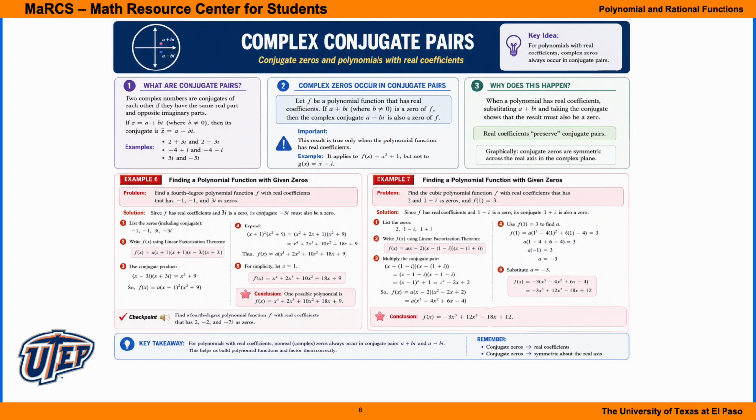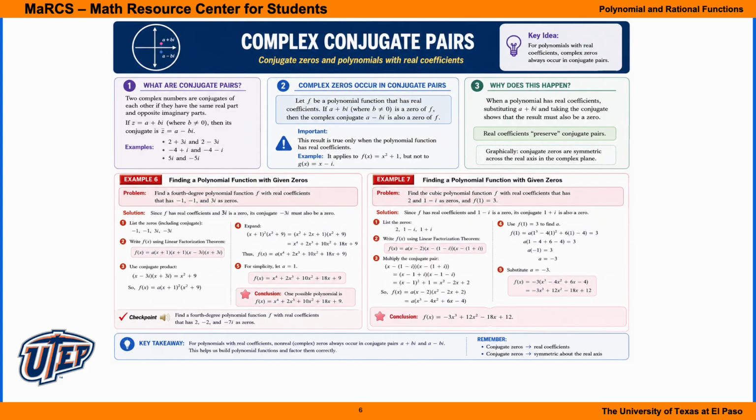Now to find a, we were told f of 1 is equal to 3. So we plug in 1 to our function, and we get that a is equal to negative 3 after solving for it. Now we can plug back in a is equal to negative 3, and we will get the function f of x is equal to negative 3 times x cubed minus 4x squared plus 6x minus 4. So the final form will be negative 3x cubed plus 12x squared minus 18x plus 12.